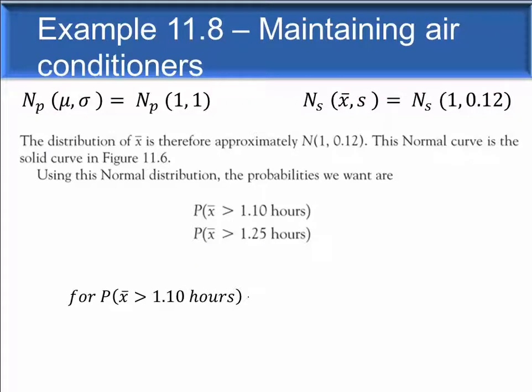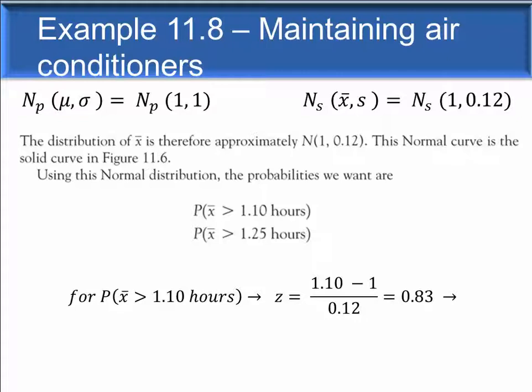So we want to find the probability that x bar is greater than 1.10 hours. The first thing we're going to do is standardize the 1.10. So we have our observation value minus 1, which is the mean, divided by 0.12, which is the standard deviation. So our standardized value for 1.10 hours is 0.83.